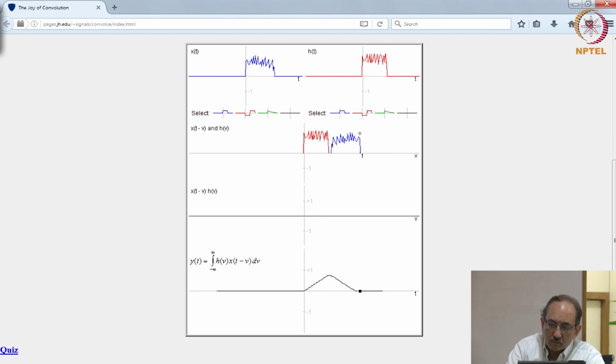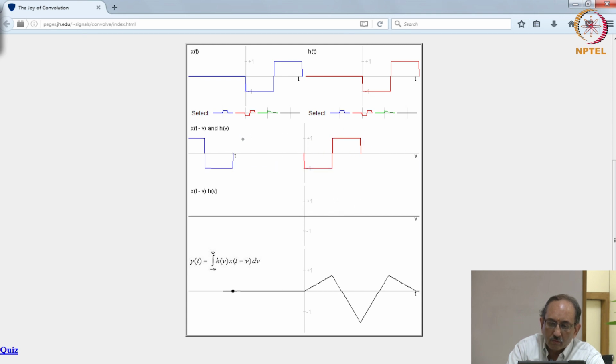So, if you have not seen before, you may not have guessed just based on equations. And so, you can play with this applet, get a feel for how this works. So, this is pages.jh.edu/tilde-signals.